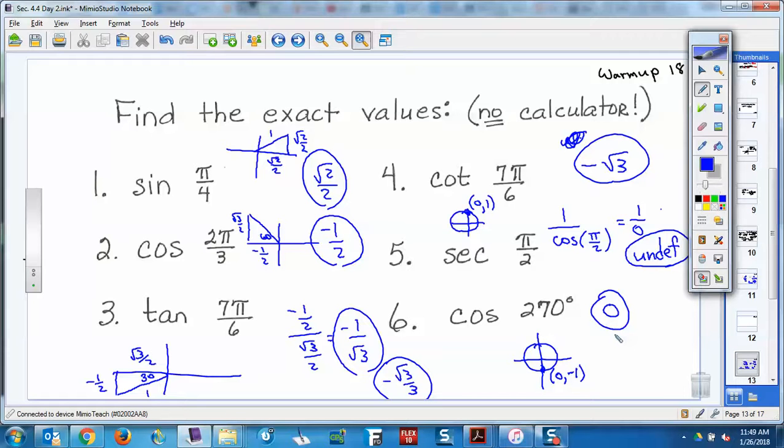Okay, so I may ask on the quiz, if I give you one of these, to draw the reference triangle. So I want you to be able to do that, right? The reference triangle would be the one in the quadrant with its reference angle in there.